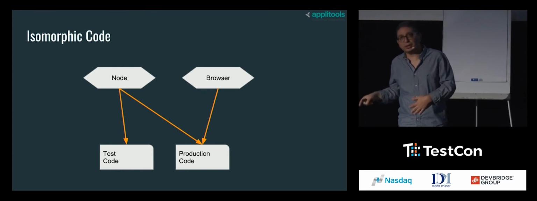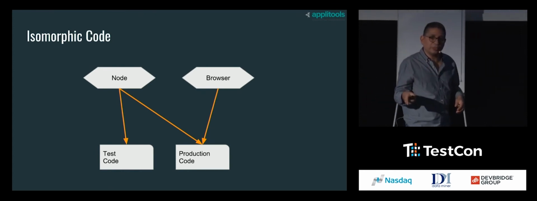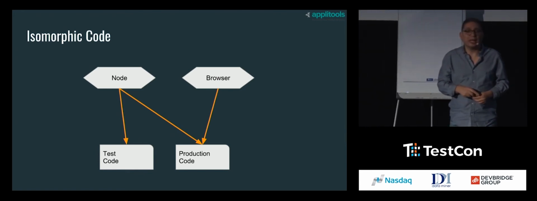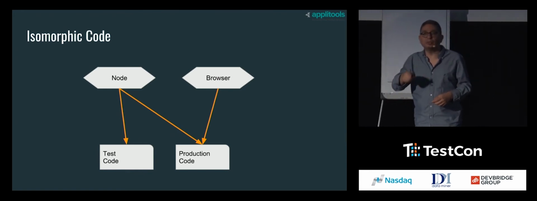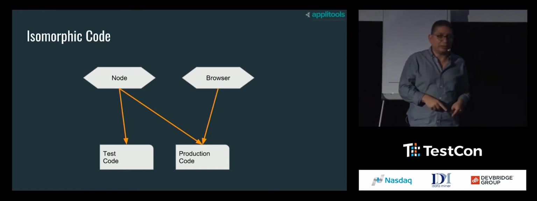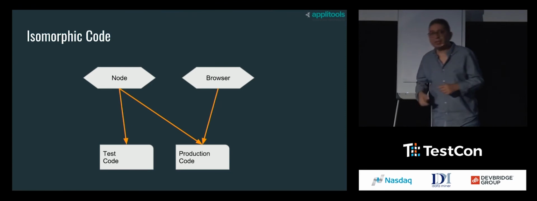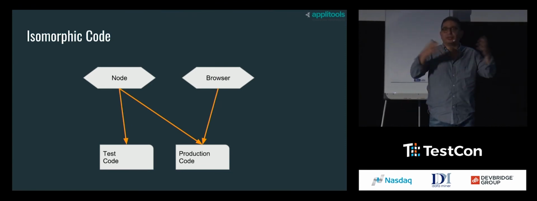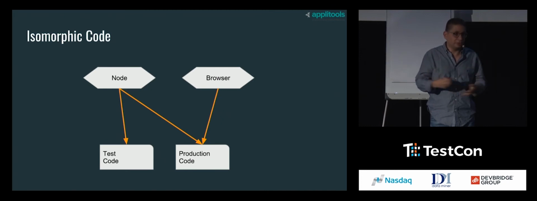But the production code needs to work both within the browser and under Node. And that production code needs to be isomorphic, meaning it runs both under the browser and under Node. So that's the meaning of isomorphic code. You can hear about it, some people call it universal applications or universal code. Same.